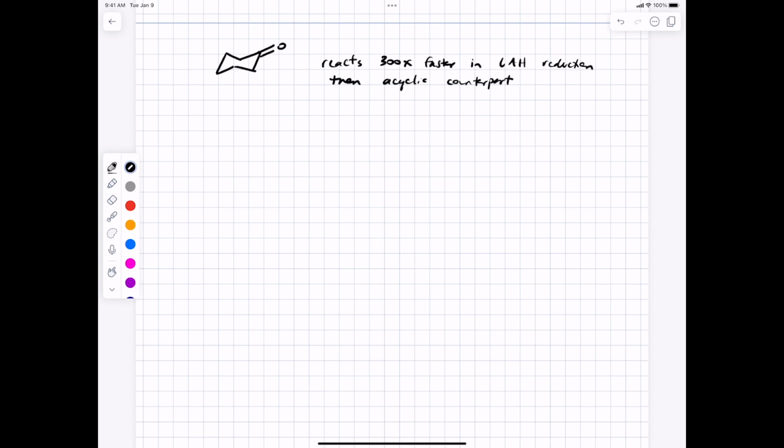Okay, so why might that be? Why might this react faster than an acyclic molecule? And to see this, we need to zoom in on these carbons that are alpha to the carbonyl group. If we draw an actual Newman projection, here's that alpha carbon in the front. You've got an axial down proton, an equatorial up proton, and then the rest of the ring here.